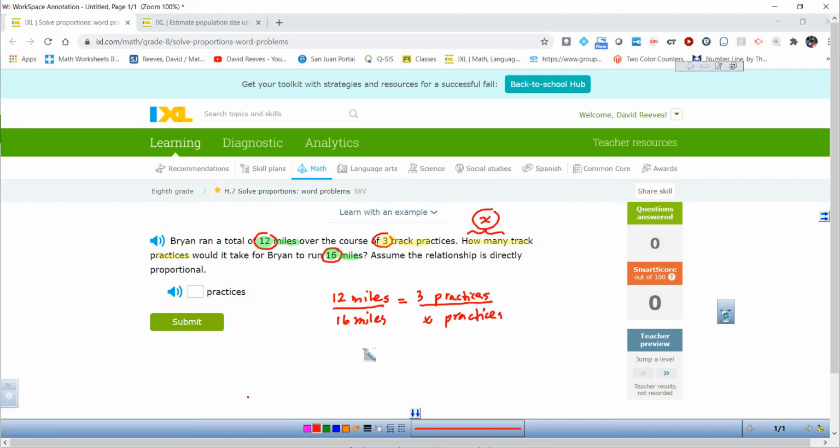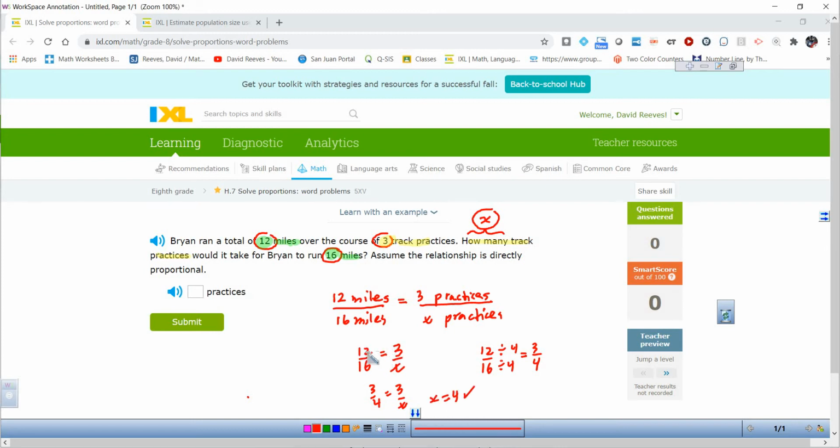Yeah? And then I have 12 over 16 equals 3 over x, right? And then I could have taken that 12 over 16 and simplified it by dividing by 4. And then what do I get? I get 3/4. So in that way, I'd get 3/4 equals 3 over x. So x would clearly be 4, right?